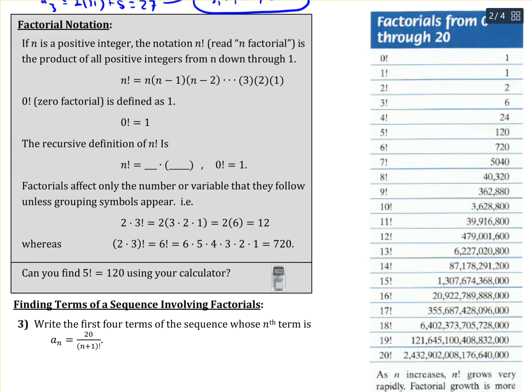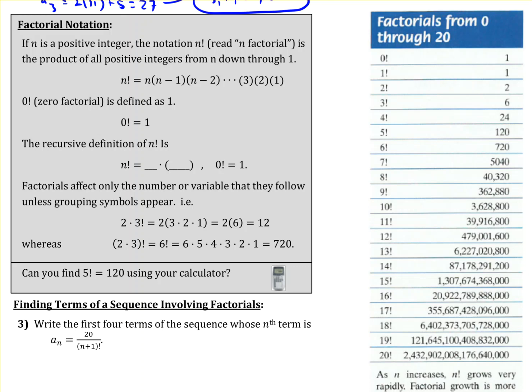So factorial notation. Basically, if I have an exclamation point after a number, that's going to multiply that number times every number below it until we get to 1. So here, if you look at the definition, n factorial is n times n minus 1 times n minus 2 times 3 times 2 times 1, etc. Basically, we're going to just start at the number and multiply it times every number counting down by ones.